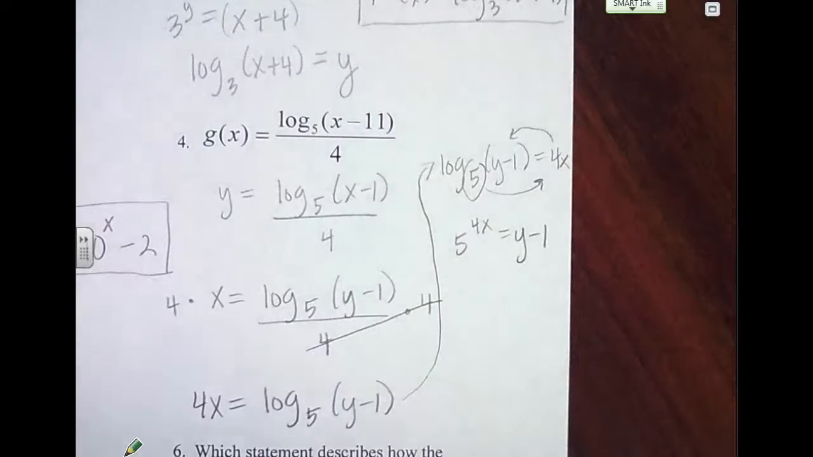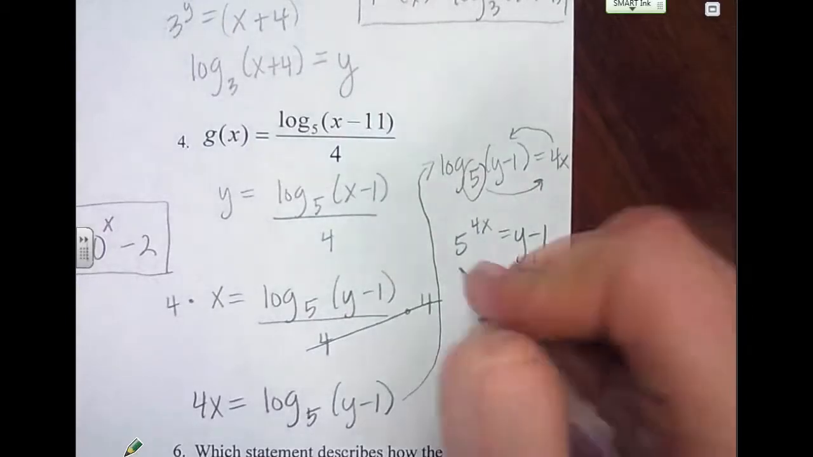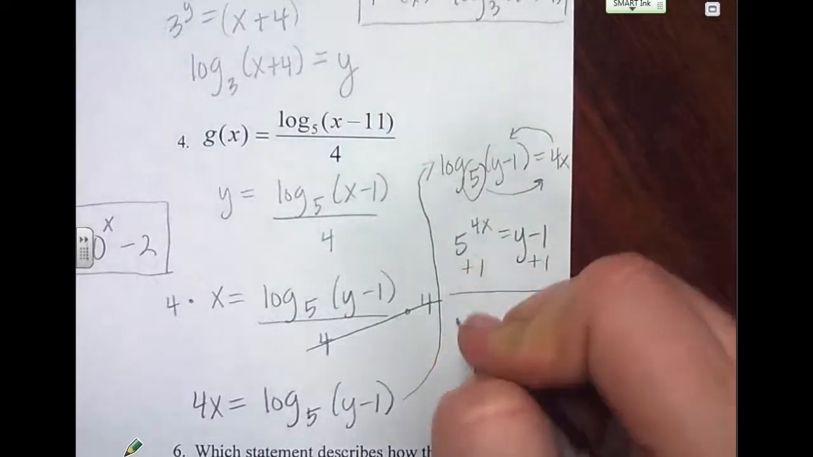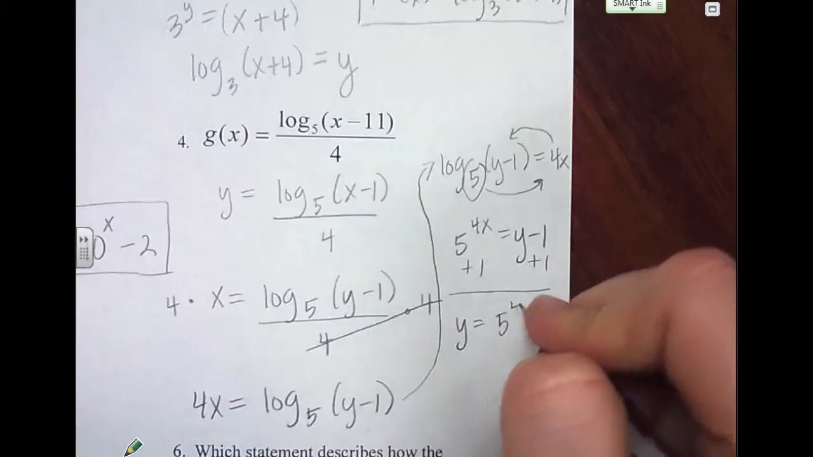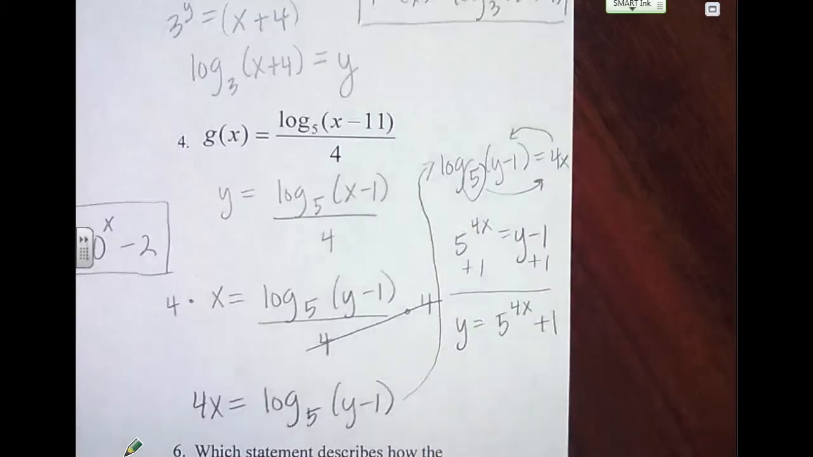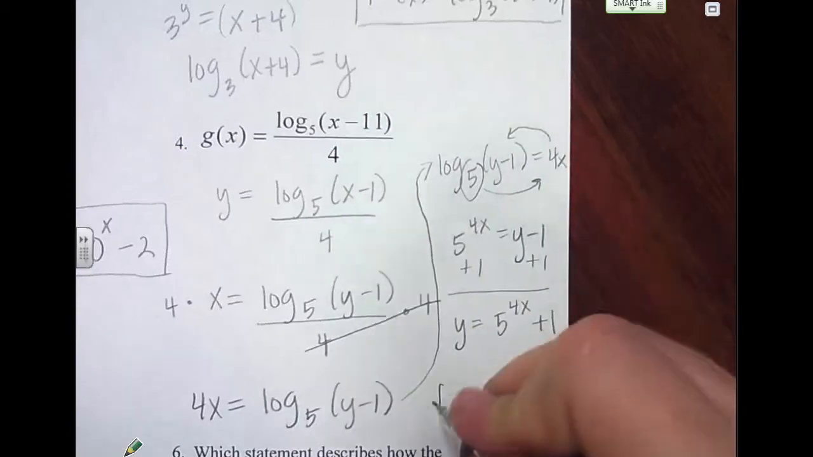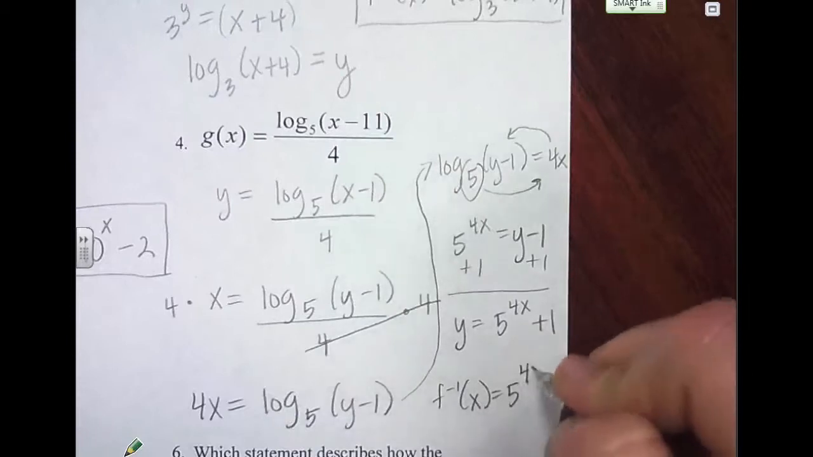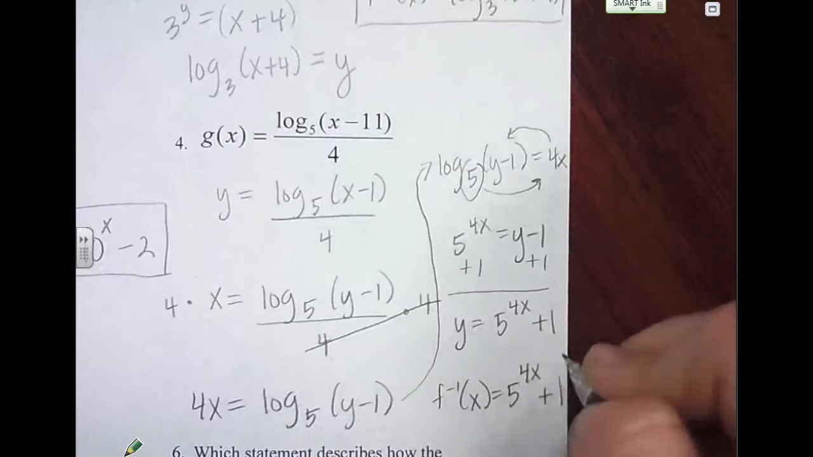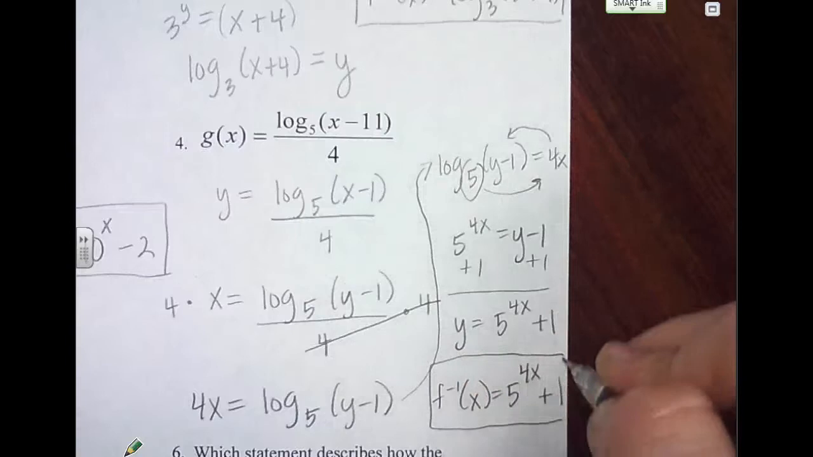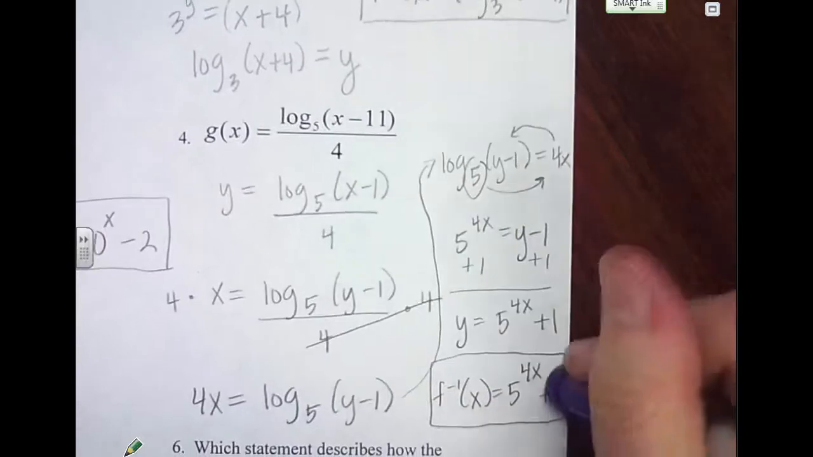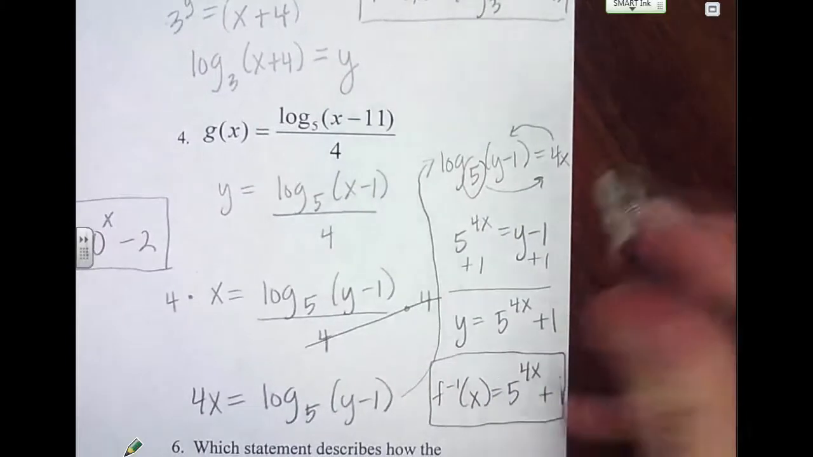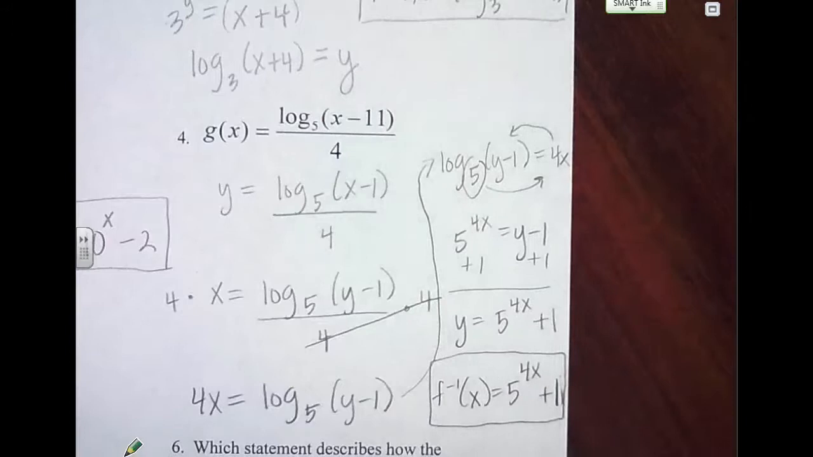Again, we want to solve for y, so I'm going to add the 1 over. So y equals 5 to the 4x plus 1. We can write that as f inverse of x equals 5 to the 4x power plus 1. And I know it looks weird and it's hard to check your answers here. So you just need to take it nice and slow, make sure that you find the inverse correctly.